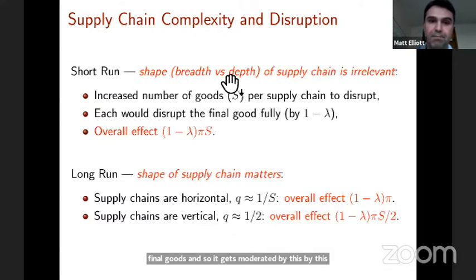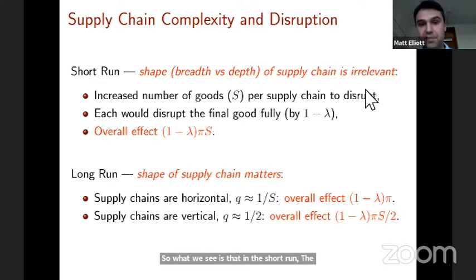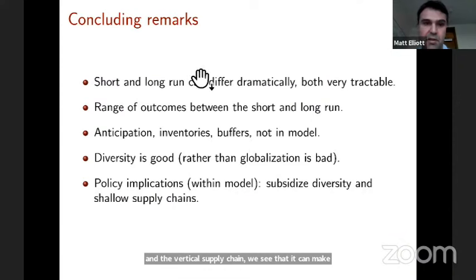So what we see is that in the short run, conditional on the complexity, the breadth versus the depth of the supply chain doesn't matter. It's just the complexity that matters. But in the long run, the shape does matter. If we go back to the example contrasting the horizontal and the vertical supply chain, we see that it can make quite a difference. Okay, and with that, let me conclude.